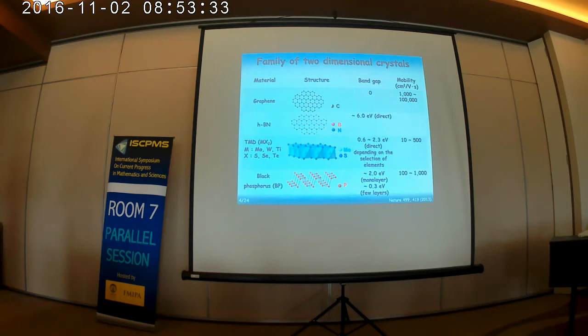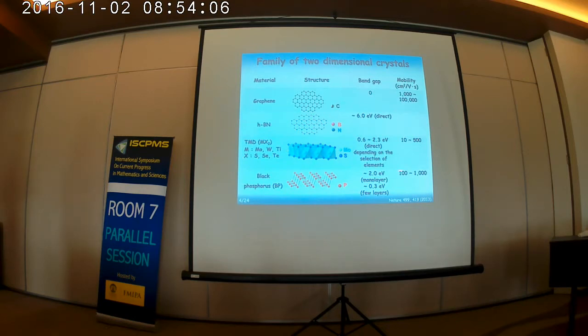So the researchers are trying to soak the graphene with different elements and try to open a small band gap. However, this also slows down the flow of the charge carrier. By contrast, another two-dimensional material, boron nitride, is an insulator with a very large band gap energy, approximately 6 electron volts. It's an insulator just like glass.